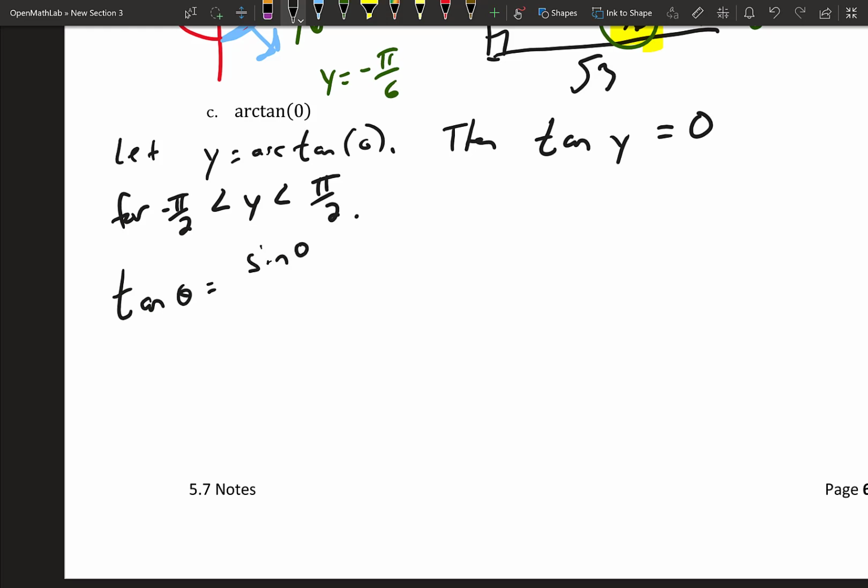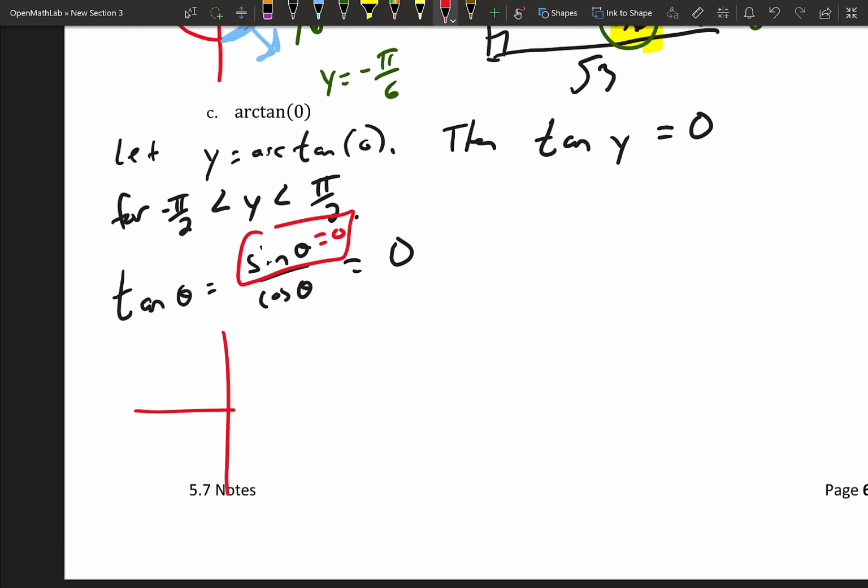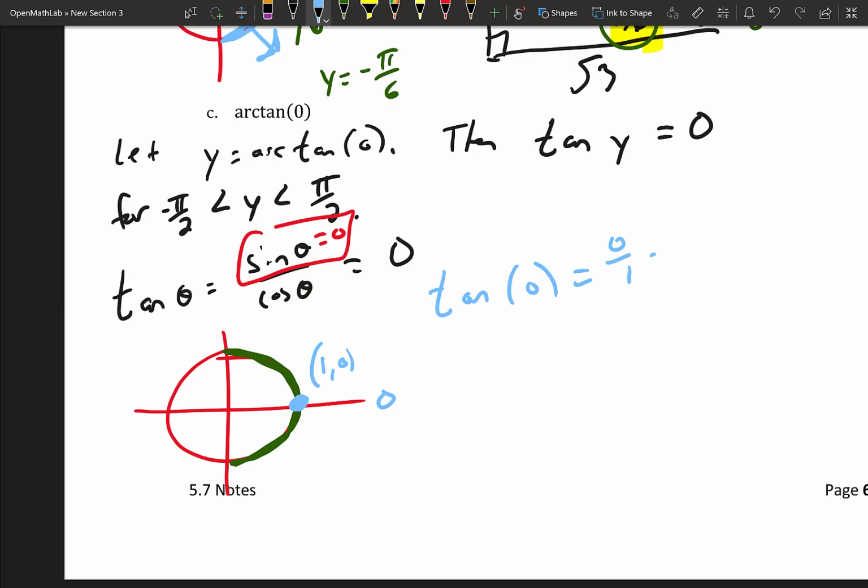Well, this is going to equal 0 when sine of theta equals 0, right? So if we think about the unit circle, sine is the y value, right? So if we're stuck in between negative pi over 2 and pi over 2, at what point on the unit circle is the y coordinate 0? Well, that happens at this point here, the point 1 comma 0, and that's at 0 radians, right? So in other words, tangent of 0 is equal to 0 over 1, which is 0, right? So arctan of 0 is equal to 0. And that's what we are after.